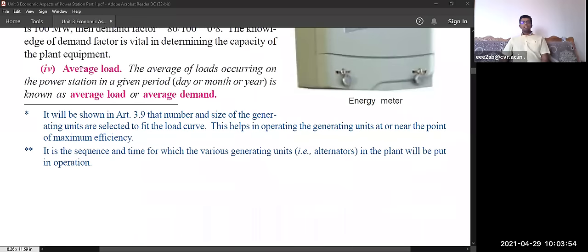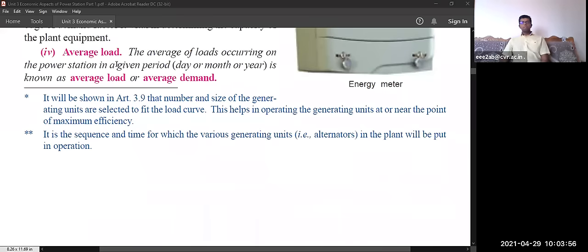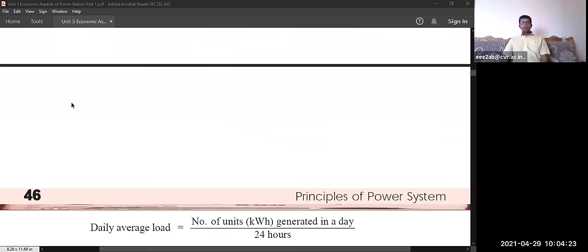So next, average load. Average load is nothing but the average of loads occurring on the power station in a given period of time, be it a day, a month or a year. That is known as average load or average demand. Load is nothing but the demand. Whatever the load is, that is nothing but the demand. So how to calculate the average load? The average of loads occurring on the power station in a given period of time is known as average load.